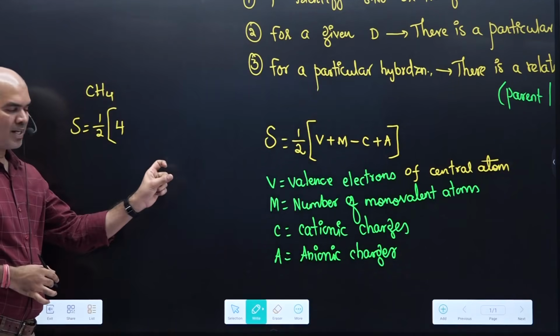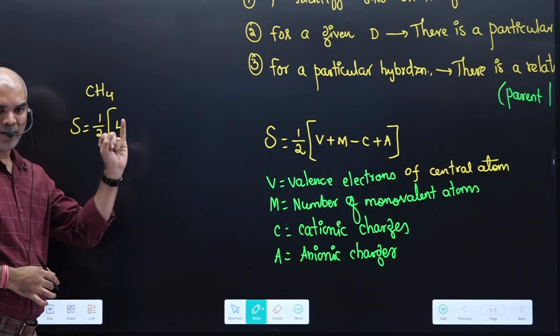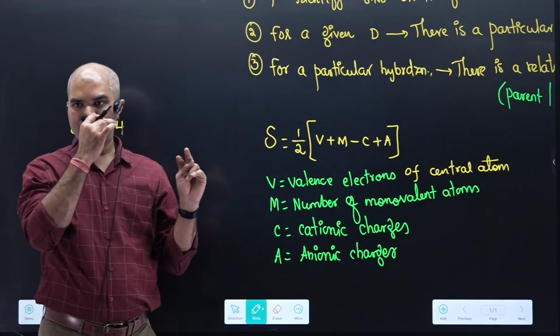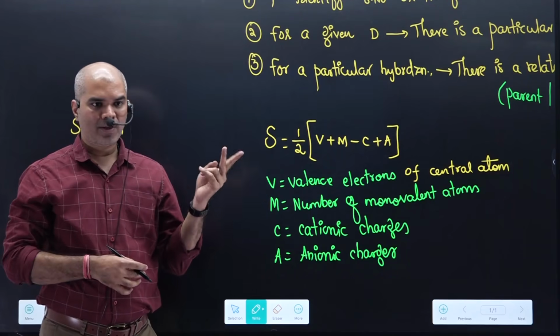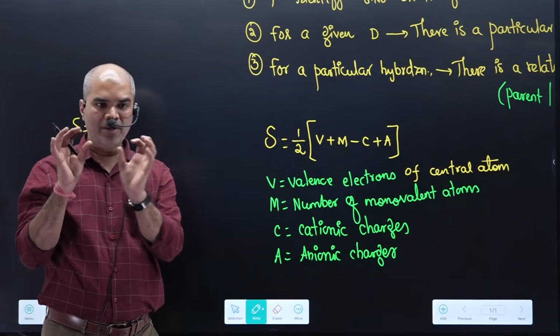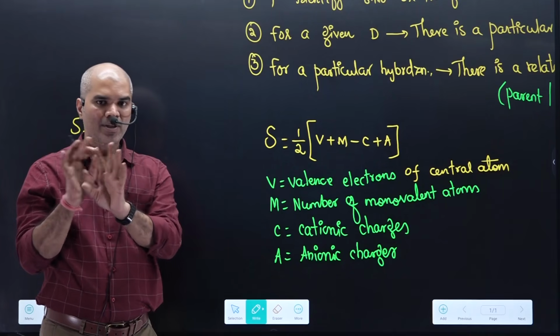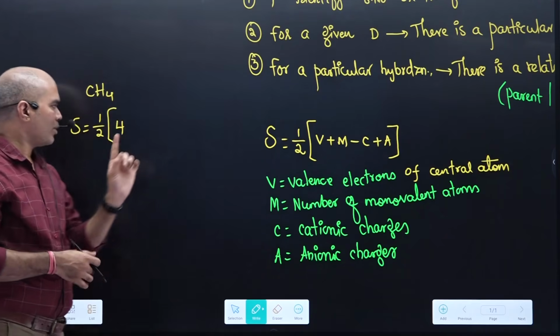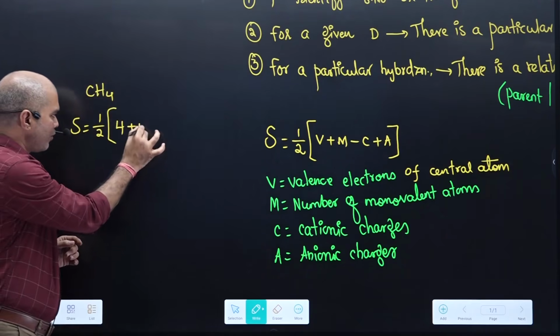How many monovalent atoms? Hydrogen is monovalent, it will form only one bond. Suppose if there is oxygen, it is divalent, so I should not include that. Whatever may be the number of divalent, trivalent atoms, don't include. Include only monovalent atoms. Here the number of monovalent atoms is 4.